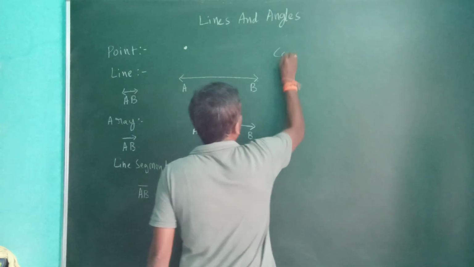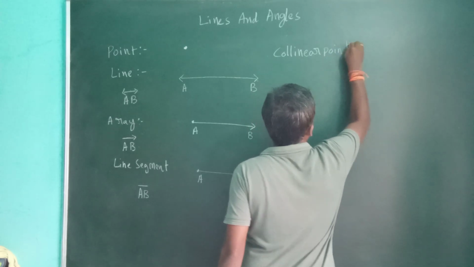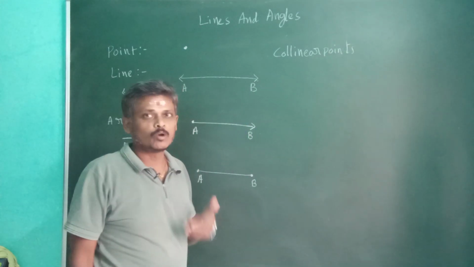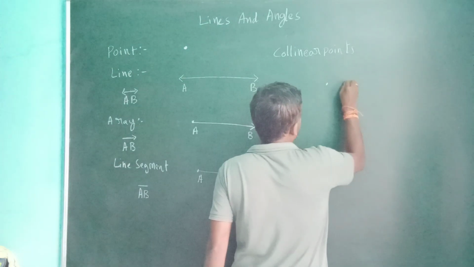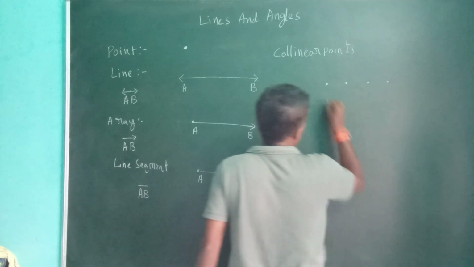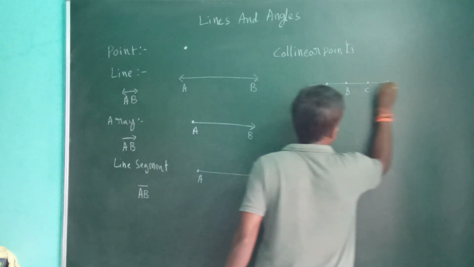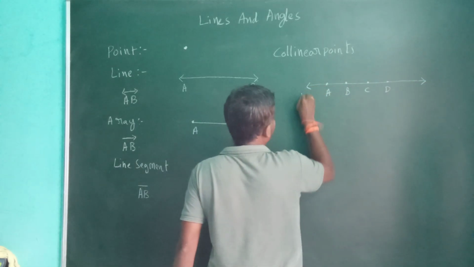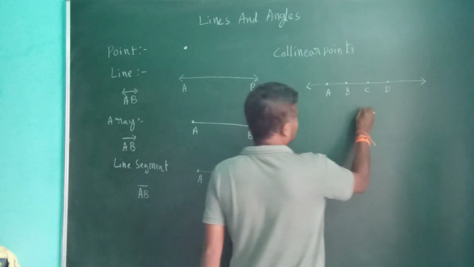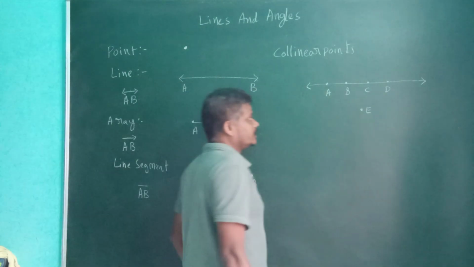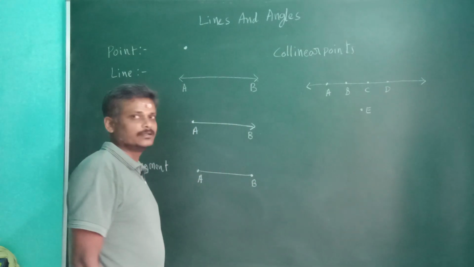Now collinear points. Three or more points are said to be collinear if they lie on the same line. If these points lie on the same line, they are called collinear points. A, B, C, D are collinear points. If I take another point E, it is not a collinear point because it is outside the line, it is not on the line.